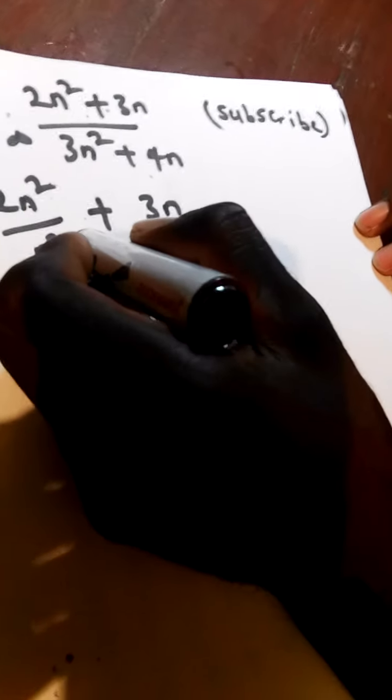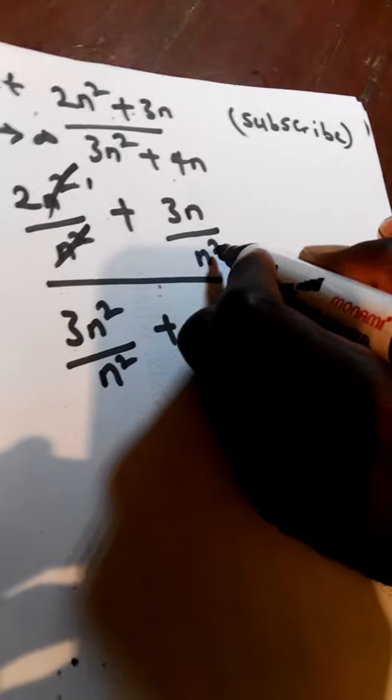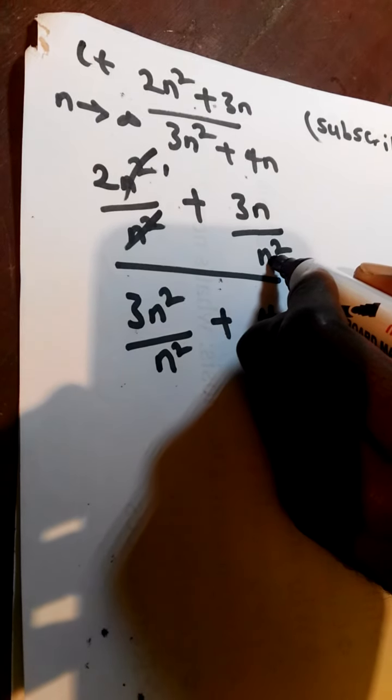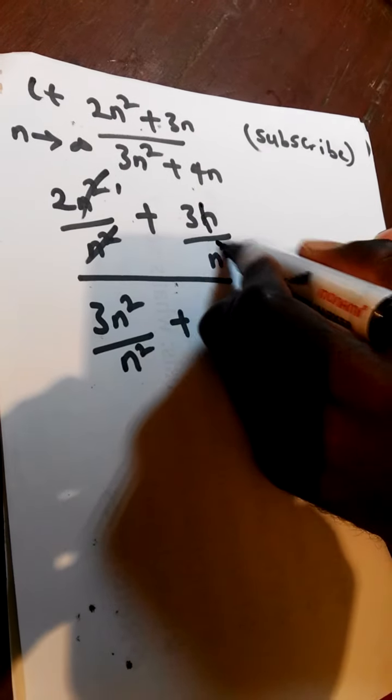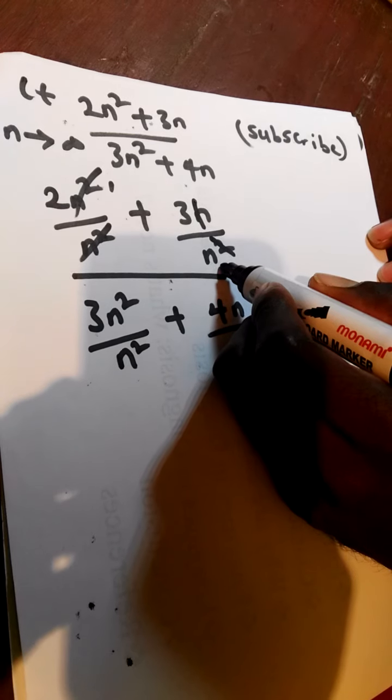N to the power of 2, n to the power of 2. The 2 we cancel out, gives us 1. Now, n divide n here. We're having n to the power of 2 here. We're having 1n here. We're having 2n here. Now, this one we cancel 1. Then 1n will be left out here.